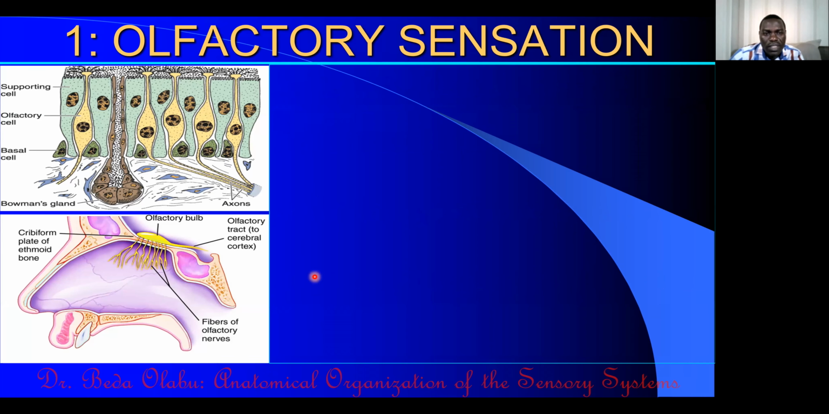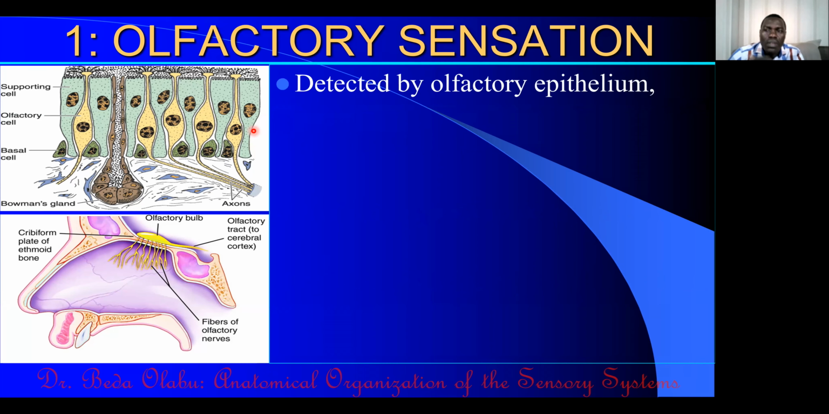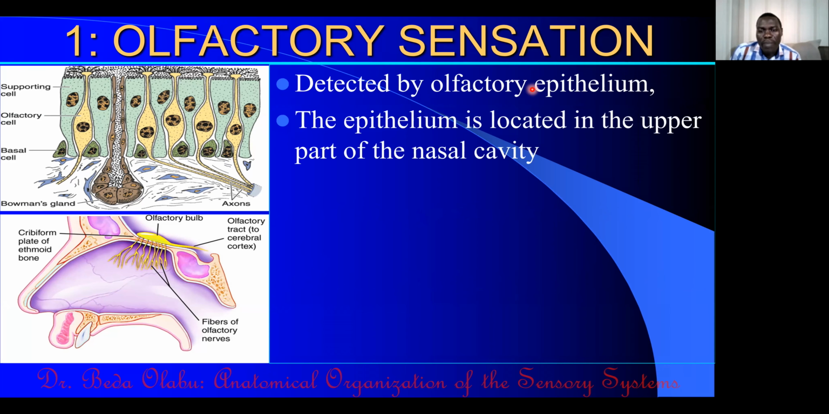So, olfactory sensation. Olfaction is detected by olfactory epithelium. Olfactory epithelium is the receptor for smell. This epithelium is located on the upper part of the nasal cavity. So I saw some of you writing that the nose is a sensory organ. That's okay, because it contains the receptors for smell. But remember, the nose will still send some things. Well, you still have pain receptors in the nose, I believe.